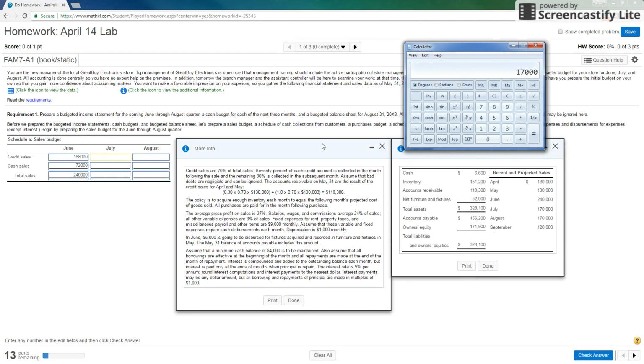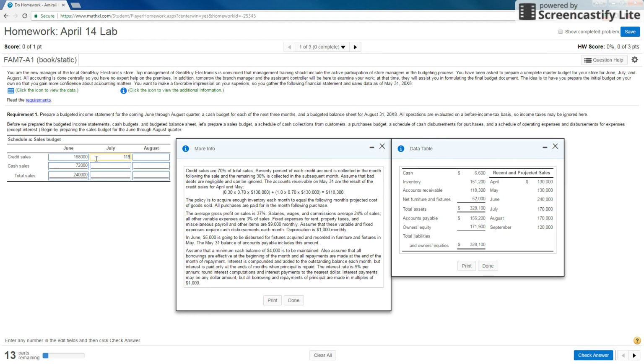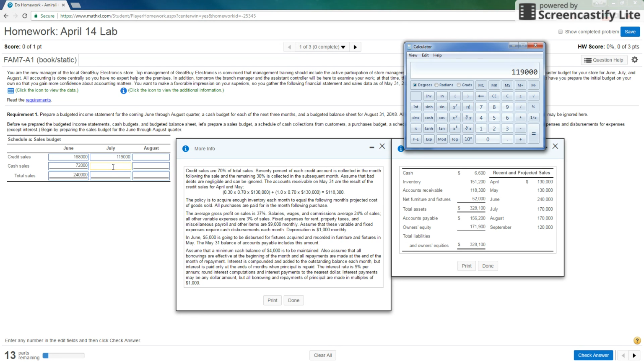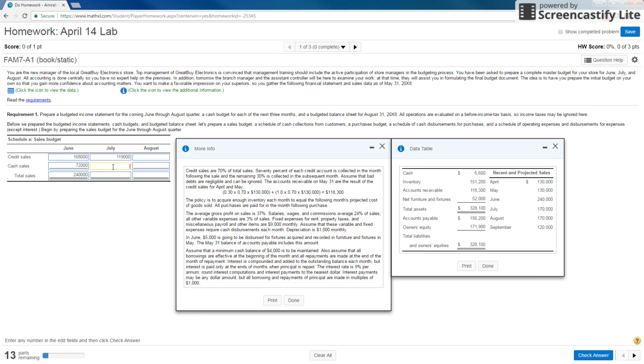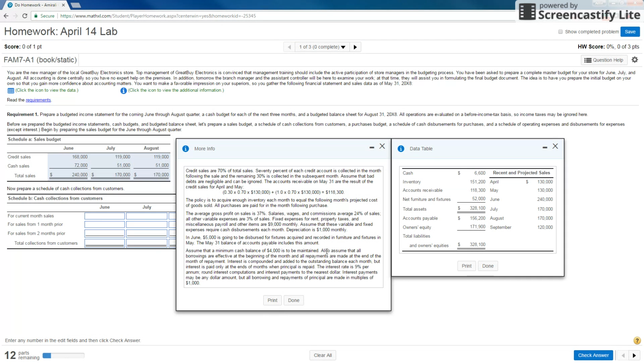So for the July and August is the same. We have 170,000 as the total sales, 70%, which is 119,000 as credit sale, and 51,000 as cash sale. So we have 170,000. Here, August is the same number because the projected sales are the same. And check your answer.